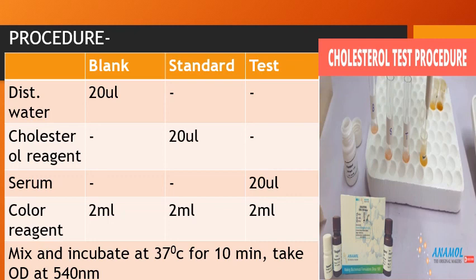and test. Distilled water 20 microliters to be taken in blank. Cholesterol reagent to be taken in the standard test tube, 20 microliters, and serum sample to be taken in the test labeled test tube, that is 20 microliters, and the color reagent 2 ml to be added to all the 3 samples. After adding all this, we have to mix and it should be incubated at room temperature for 10 minutes. And after 10 minutes, the optical density to be measured at 530 or 540 nanometers.